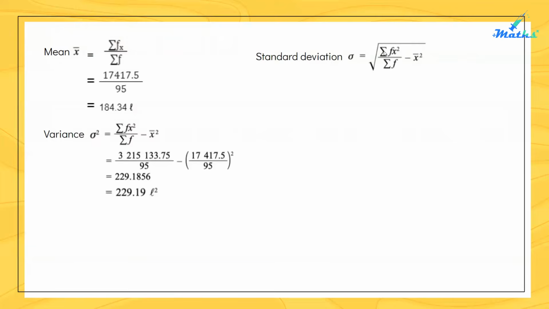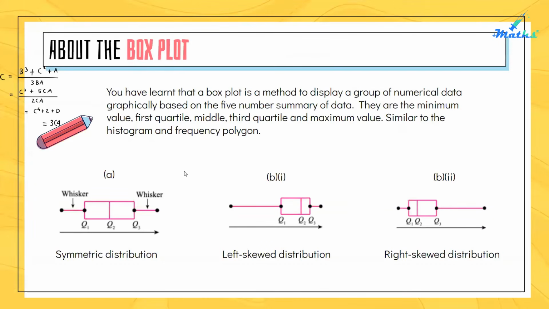Square root of sum of fx power 2 divided by sum of frequency minus mean power 2. So square root of 229.185956, we get 15.1389. Leave it in 2 decimal places, so it's 15.14.